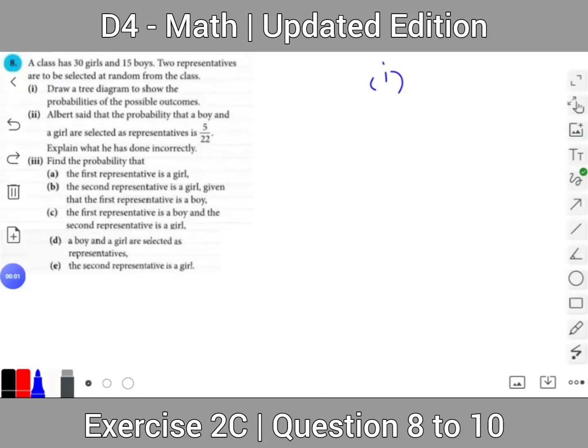Now, in question 8, a class has 30 girls and 15 boys. Two representatives are to be selected at random from the class. In part 1, draw a tree diagram to show the probabilities of the possible outcomes.